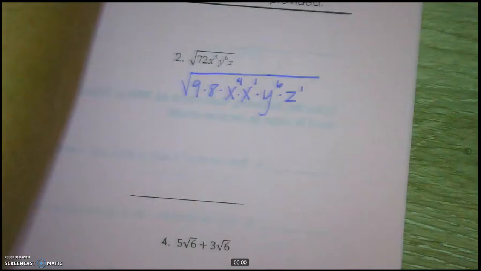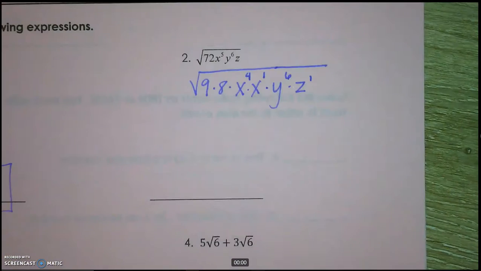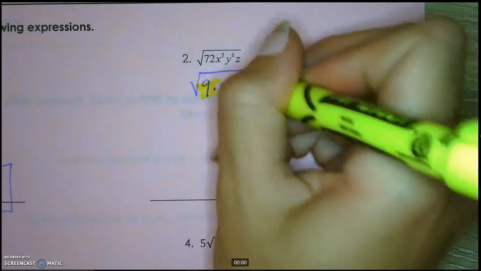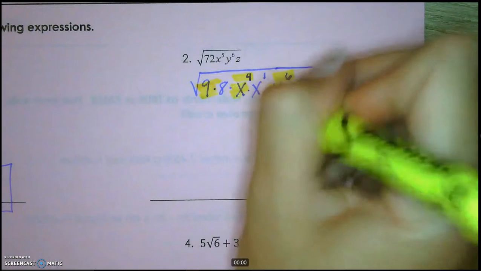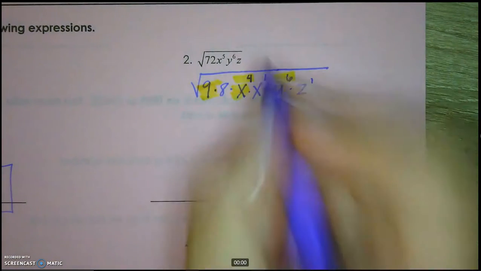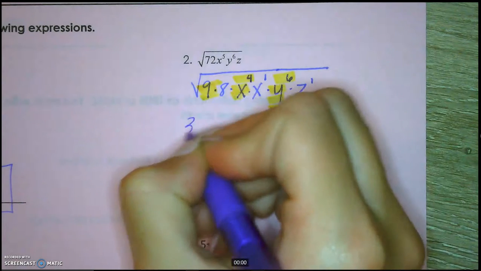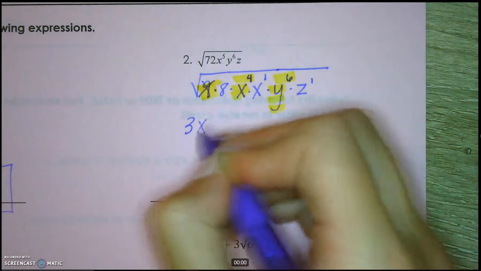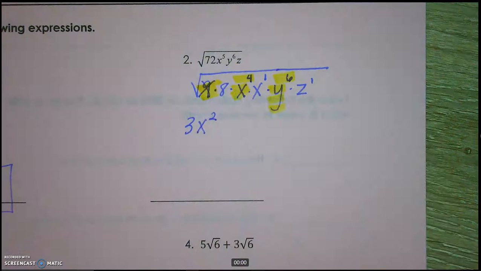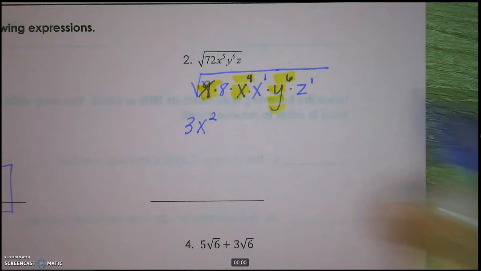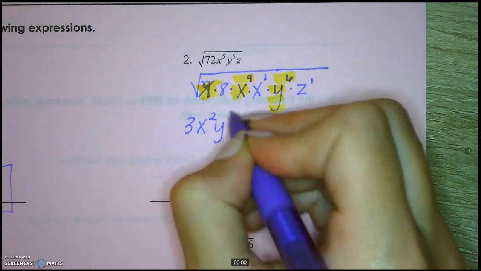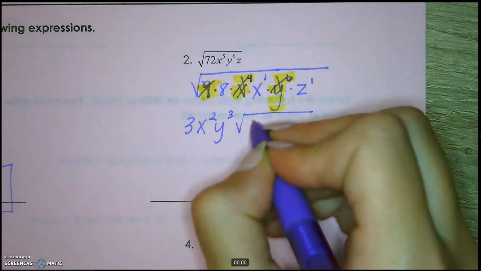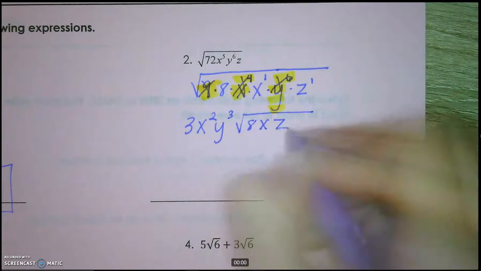I'm just going to go ahead and use my highlighter to indicate which ones are perfect. These are the pieces that I'm going to go ahead and remove from the radical. So the square root of 9 is 3. That's done. The square root of x to the 4th is x squared. Remember, you just divide the exponent by 2 when you take it out of the radical. And then y cubed, so those are gone. Now what do I have left underneath? An 8, an x, and a z.